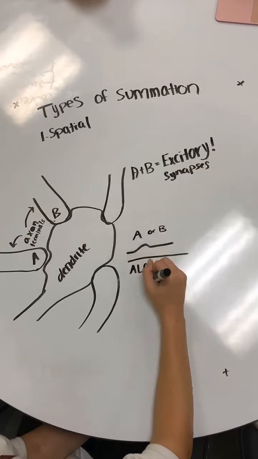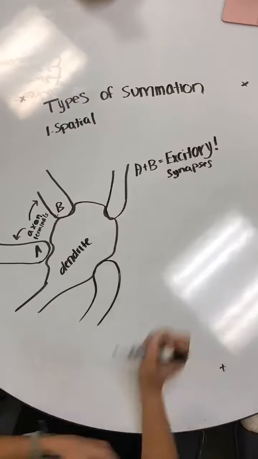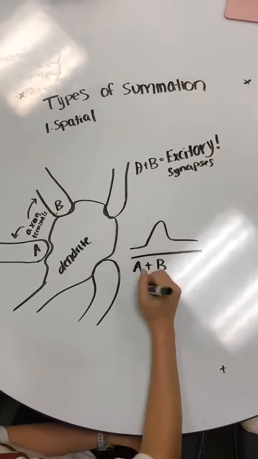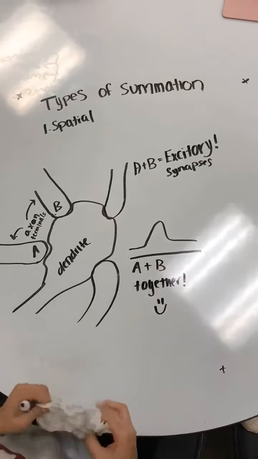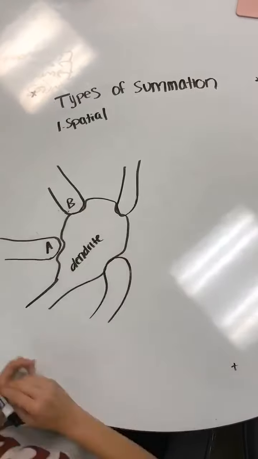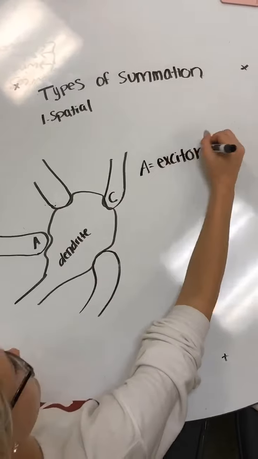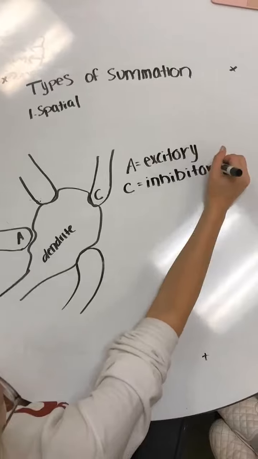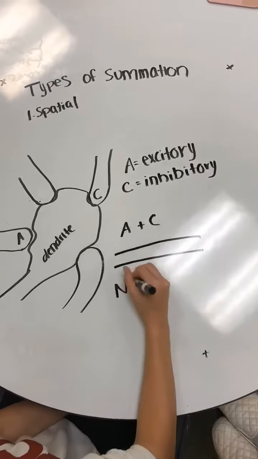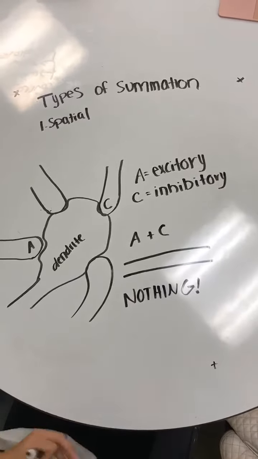As you can see by the chart, when they are alone, they do not create a large enough response. But when they are together, they create a large enough excitatory response, thus allowing an action potential to occur. When A and C are paired, they are going to cancel each other out, as one is excitatory and one is inhibitory.